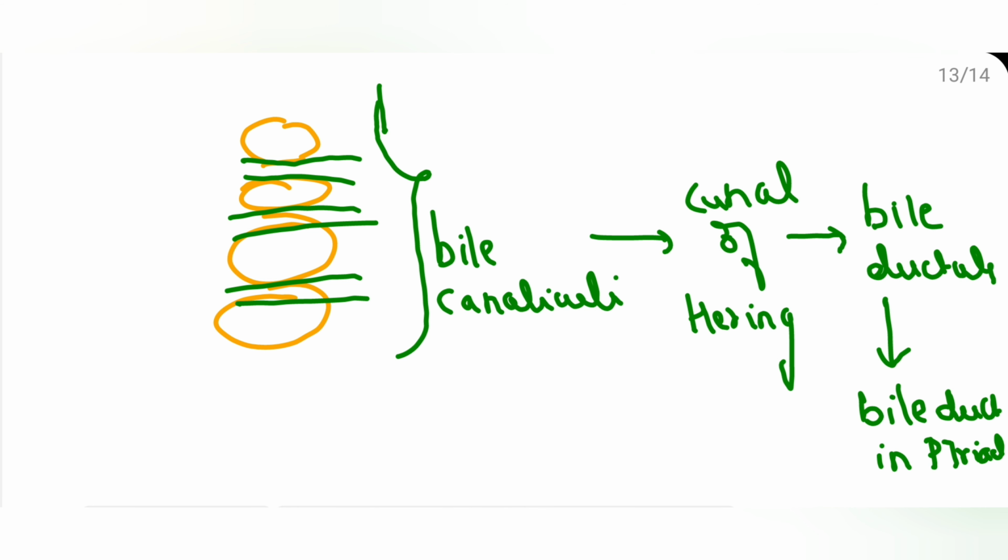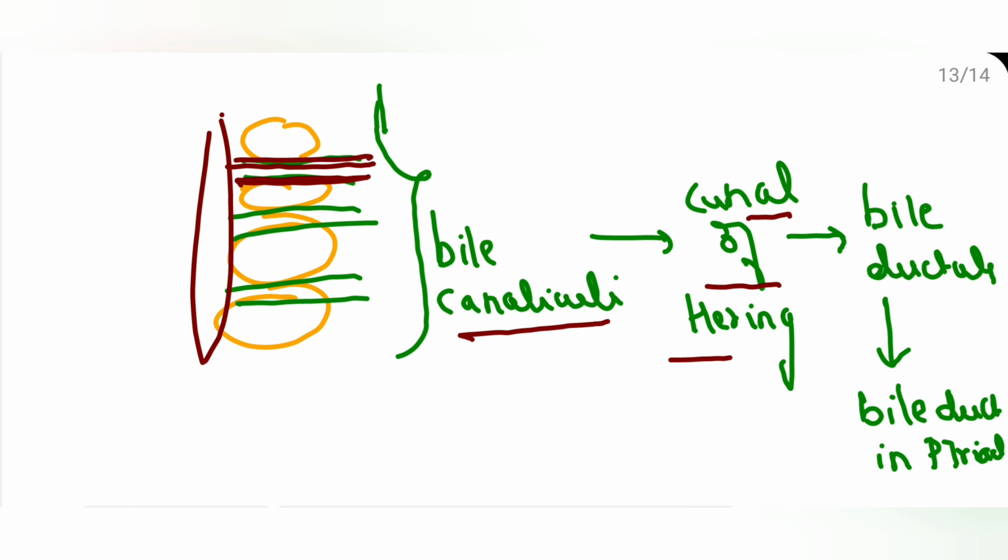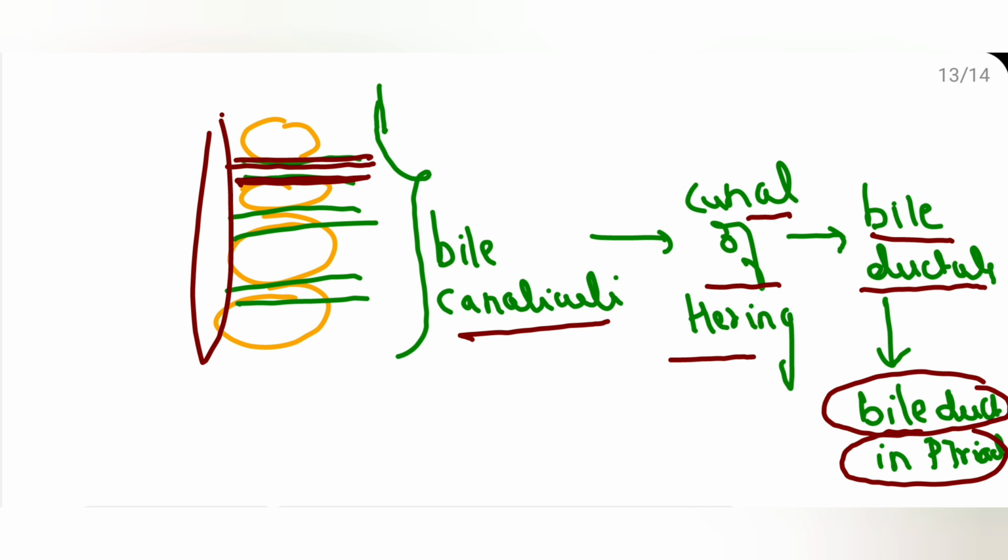Now, if you take one more section, you can see between the hepatocytes there are bile canaliculi. We have discussed the other sides. They join together to form the canal of Herring, which in turn forms bile ductules. Finally, they become bile ducts. You know where the bile ducts are now? In the portal triad, along with the hepatic artery, bile ducts are also seen.